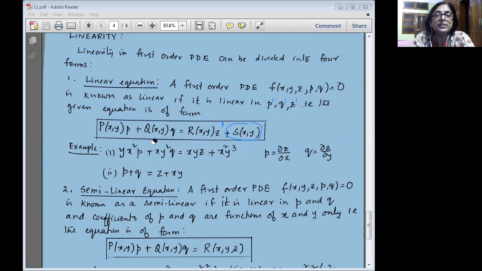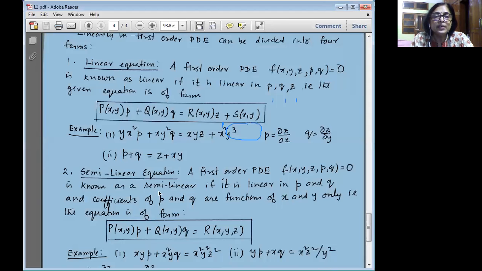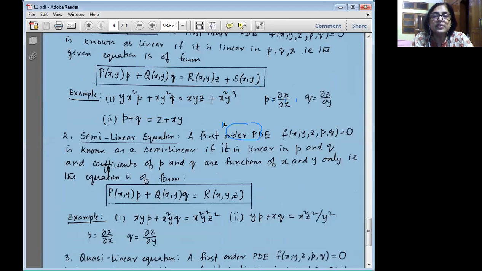The second category is the partial differential equation. A linear partial differential equation of first order is given by this type of equation. It is known as semilinear. This is known as a semilinear differential equation. A semilinear differential equation is nothing but a first order partial differential equation given by this one. It is known as semilinear if it is linear in p and q.